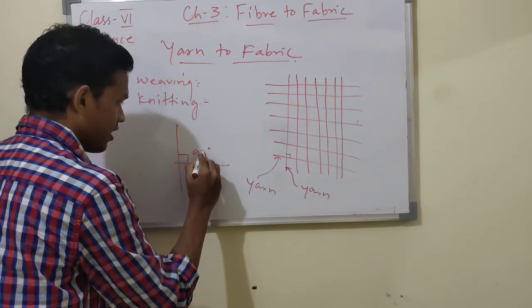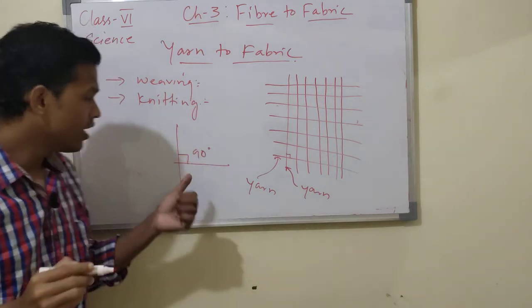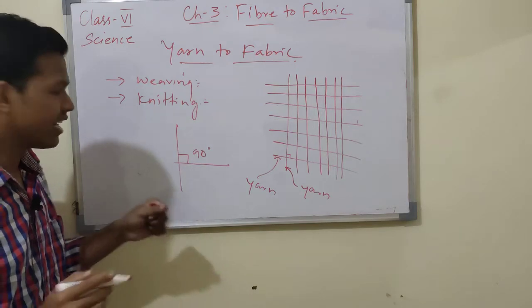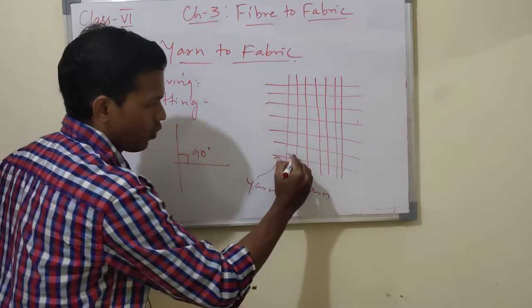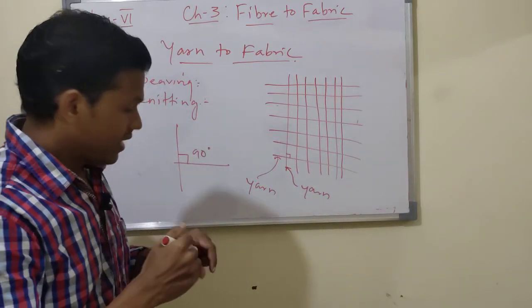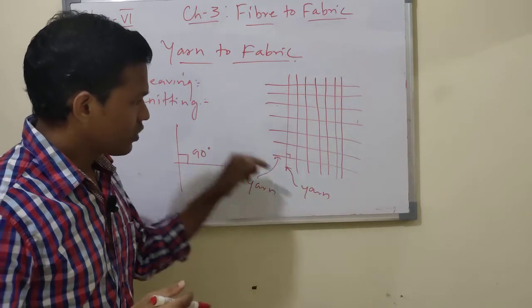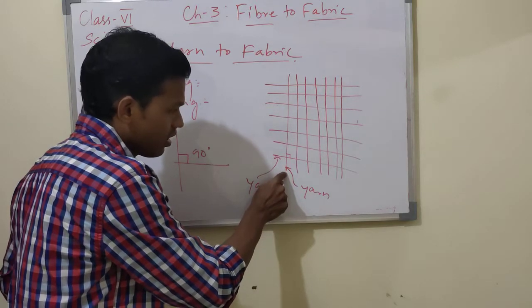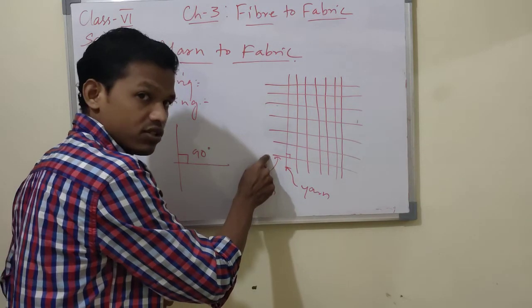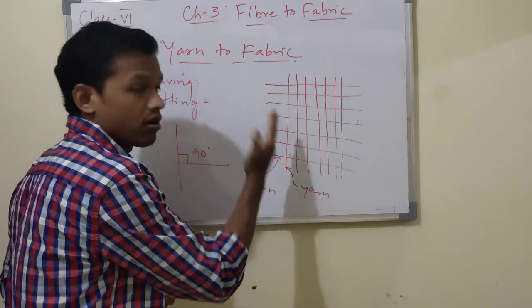Already you have studied 90 degree in mathematics. In this direction, in this square shape it is kept. So all are 90 degree. So what happened? These yarns form two sets. This is one yarn, another is one yarn. These two sets are formed.